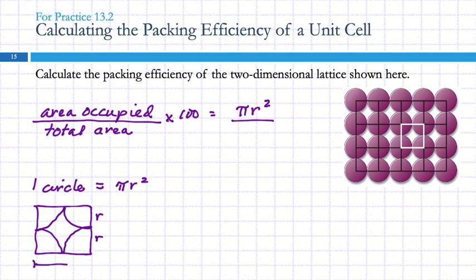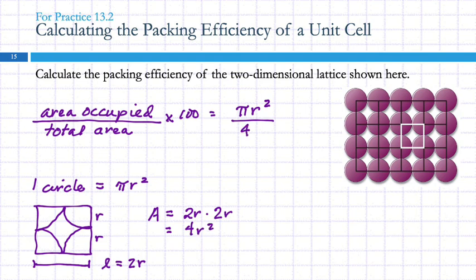So the edge length of this, L, is equal to 2 times the radius. So my square here is 2r on each side. What is the area of the square? It's the length times the width, right? So I don't know why I wrote pi there. I was thinking about Thanksgiving, maybe. 2r. So the area is 2r times 2r, right? Which we could also call 4r squared.